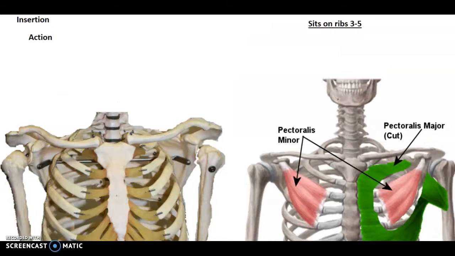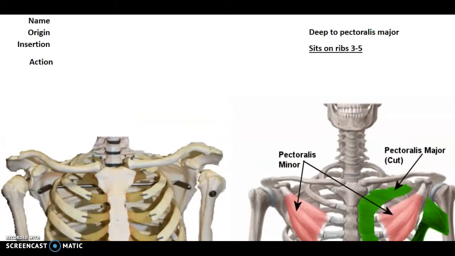Our first muscle is the pectoralis minor. Now, this is the pectoralis minor right here. And notice it is under this bigger green muscle that's been cut, called the pectoralis major. So let's look at it over here on Bob.